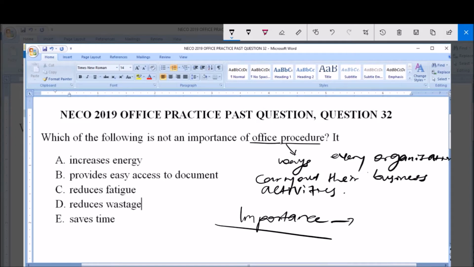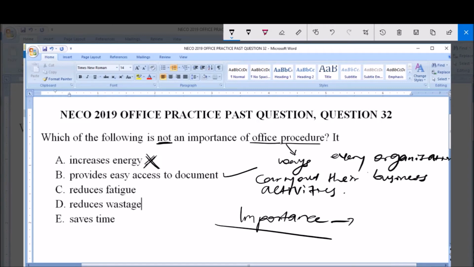Now the question says we should pick an option which is not an importance of office procedure. Option A says increases energy. Office procedure does not increase energy at all. B says provides easy access to documents. Yes, office procedure provides easy access to documents because it enables these documents to be easily located.